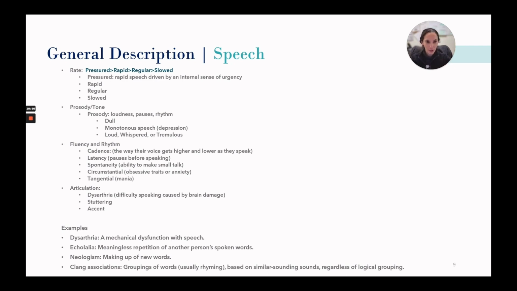It's just monotone, the same kind of sound as they speak. And then they can have loud, whispered, or tremulous speech. We also want to look at the fluency and rhythm. So the cadence, this is the way their voice gets higher and lower as they speak. We're going to look at the latency, so pauses before speaking.